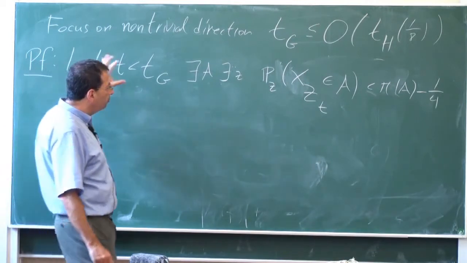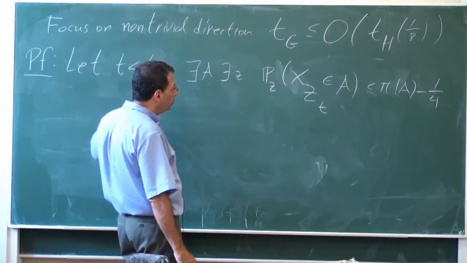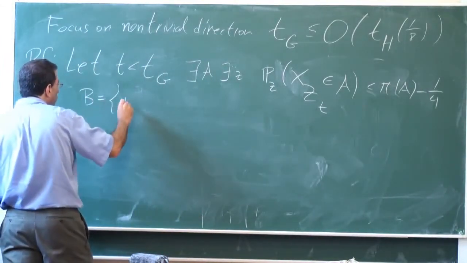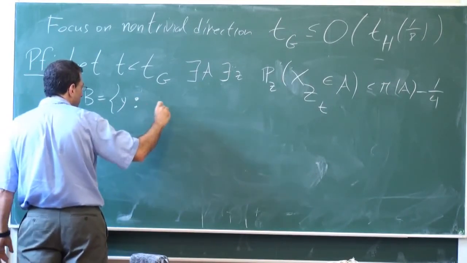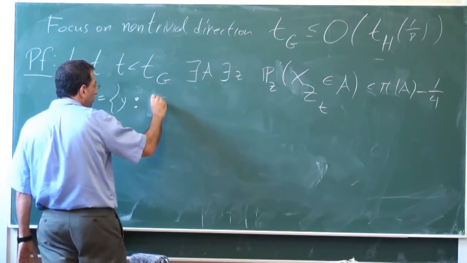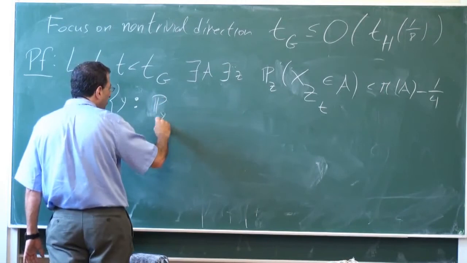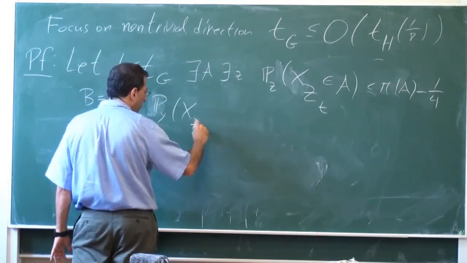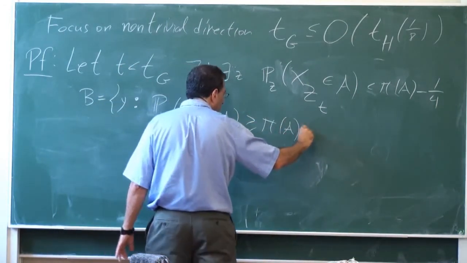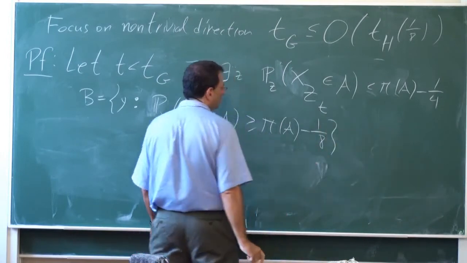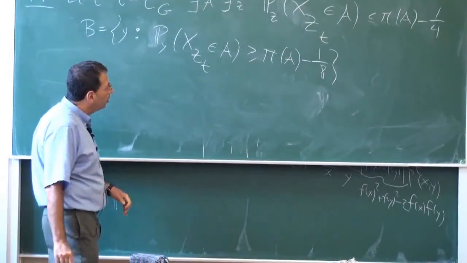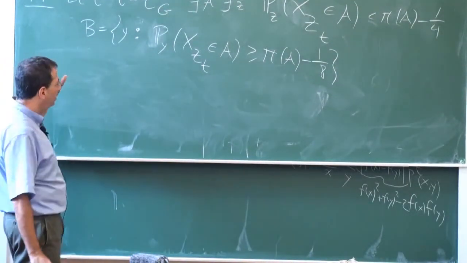Now what is our goal? Our goal is to define a set. We'll call it B, which will have a large hitting time. And here is the set B: all the points y so that, starting from y, the probability at time Zt to be in A is large. It's close to pi A; it's bigger than pi A minus 1/8. So this will be our set B that will take a long time to hit.